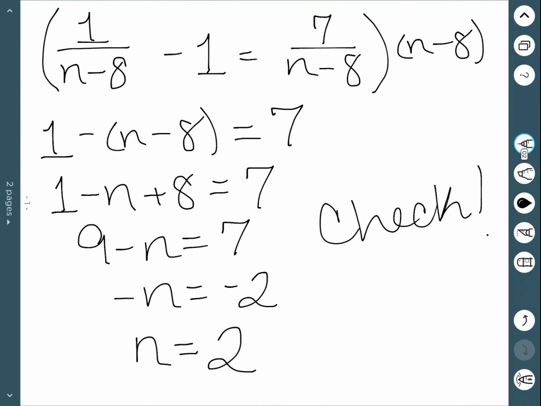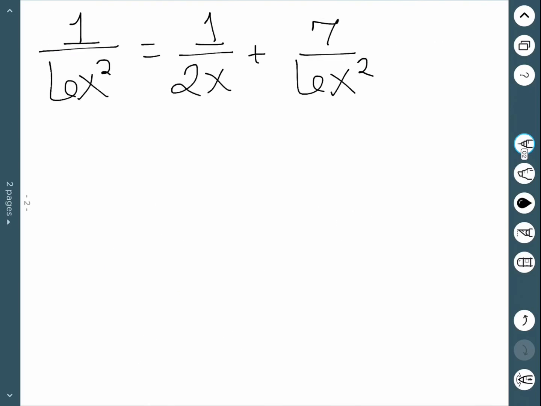So this one was easy because all of our denominators were the same, so let's start making it a little more complicated. Our next example, 1 over 6x squared equal to 1 over 2x plus 7 over 6x squared. Well, like we did before, we want to multiply by something to get rid of the denominators. In the last example, I just multiplied by whatever was on the denominator. But this time we have different denominators, so is that going to affect things, and if so, how?